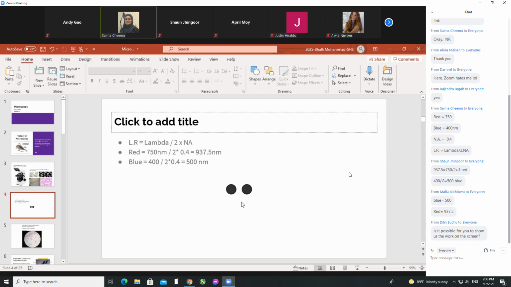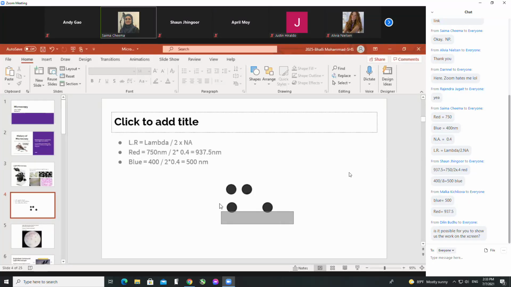Okay, so that's, let's say, 500 nanometer distance. Now we can see that with the red light, the limit of resolution is 937.5 nanometers. So what we're saying is that the objects would have to be about twice the distance apart under red light for you to be able to see them as individual entities. So they would have to be farther apart.